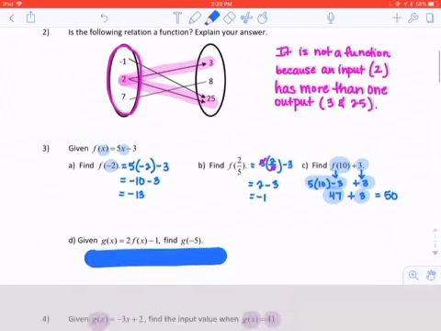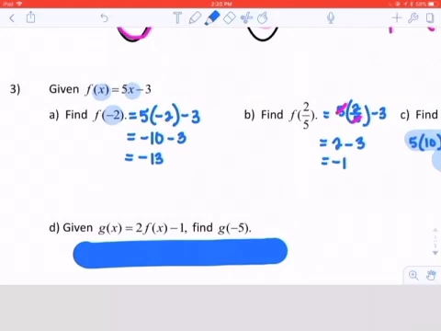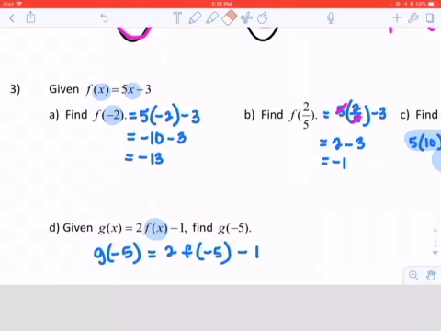All right, now here's the ones we love, a function in a function. D says that g of x is 2 times f of x, minus 1. So if we want to find g of negative 5, we first need to find f of negative 5. So I'm going to do that over here. I'm going to take this and just evaluate it over here.